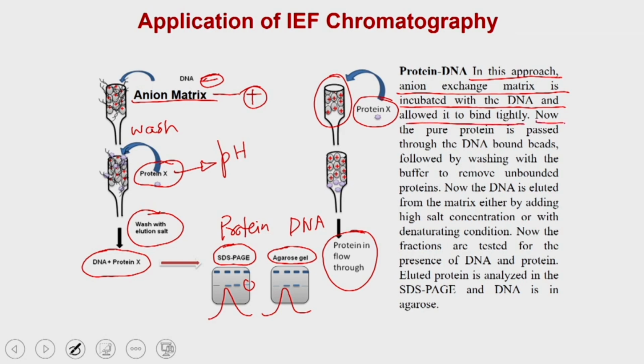Now, the pure protein is passed through the DNA bound beads, followed by a washing with the buffer to remove unbound proteins. Now, the DNA is eluted from the matrix either by adding high salt concentration or by creating denaturation conditions, such as adding urea or GdmCl. That is going to remove the complexes.